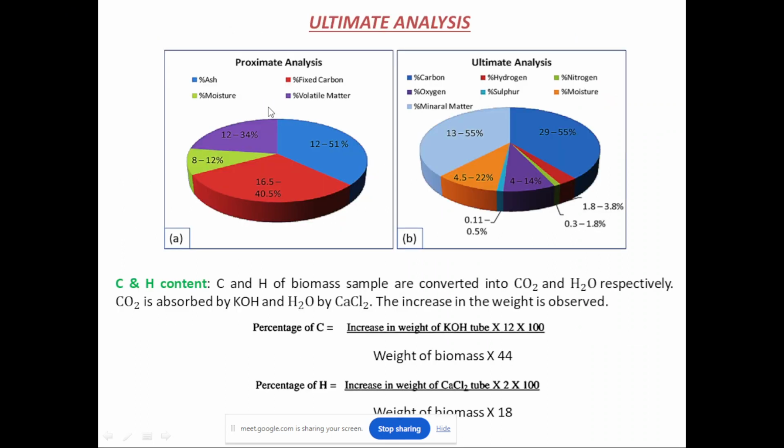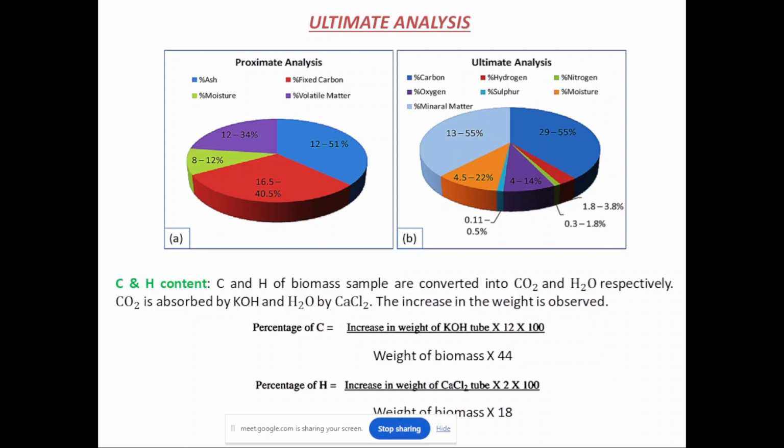So using your TGA plot, you will be able to do the proximate analysis of your sample. But if you have to do your ultimate analysis, that is finding out your elemental composition, then you have specific techniques which you have to follow to determine the percentage elemental composition of your biomass sample. Here we will discuss a total of 5 elements: carbon, hydrogen, oxygen, sulfur and nitrogen. There may be other elements also present, but they will be in trace quantities and can be considered as impurities.